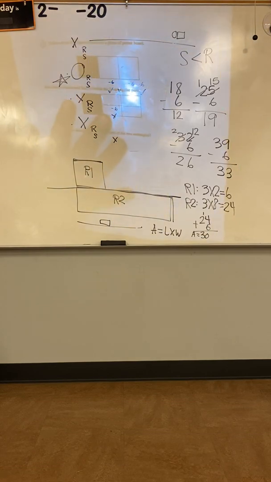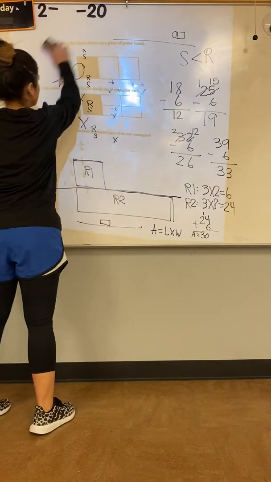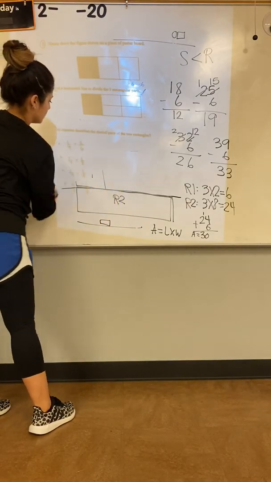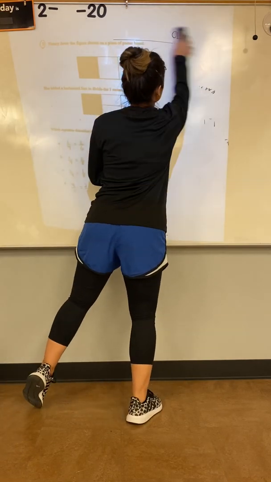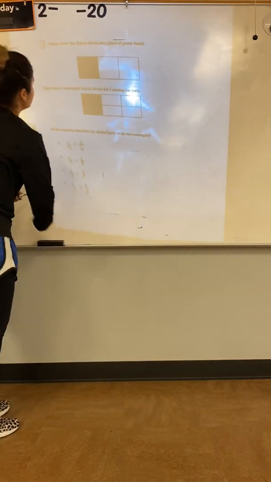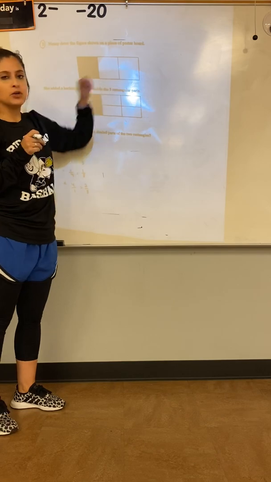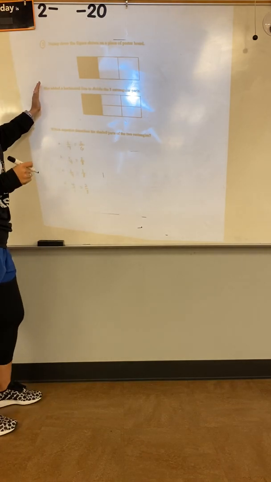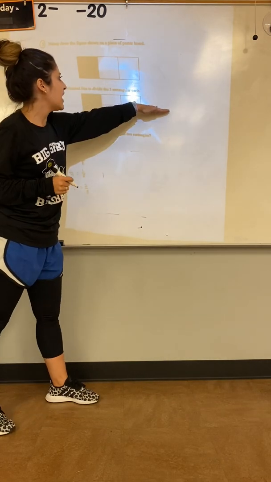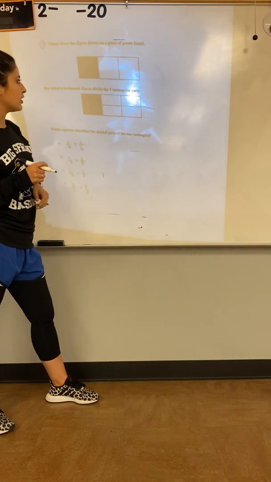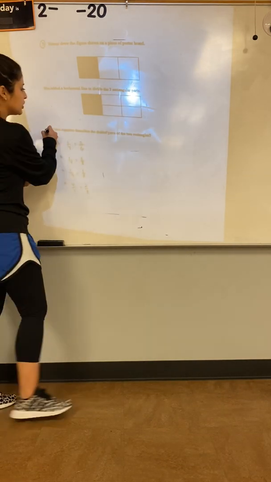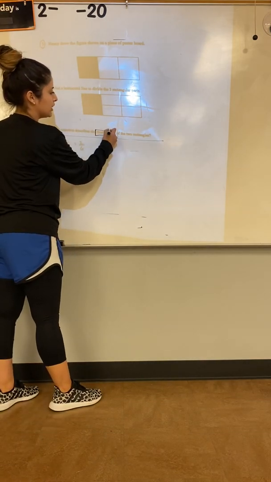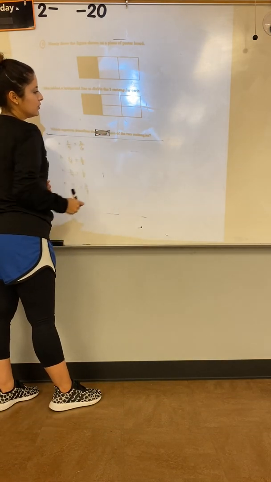On number 5, we have 2 figures, and it looks like we have some shaded in, filled in. Let's read our story. Nancy drew the figures shown on a piece of poster board. She added a horizontal line to divide it into 3 rectangular parts. Part 1, Part 2, Part 3. Which equation describes the shaded parts of the 2 rectangles?